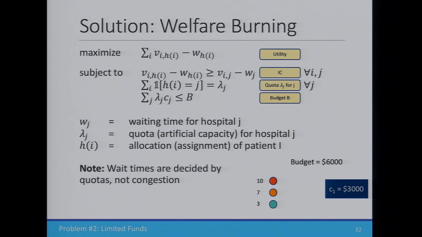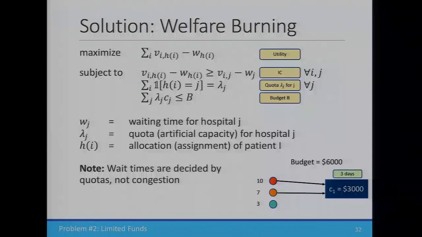So down here in the corner, I have this example. We have 3 patients. They have 3 different values, 10, 7, and 3, to go to the hospital, which costs $3,000, and the budget is $6,000. So what we can do is impose a wait time of 3 days, and then this bottom patient won't want to go anymore because this exhausts his value, and so just the top 2 patients will go.